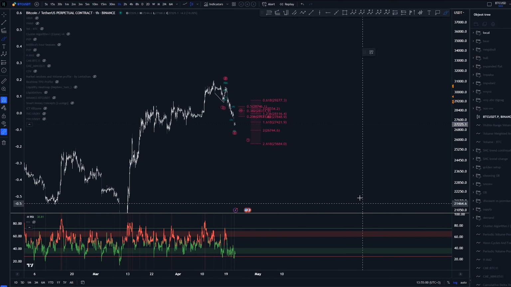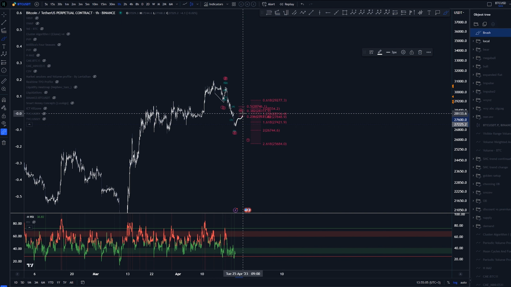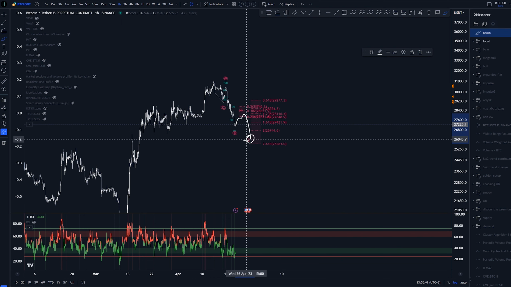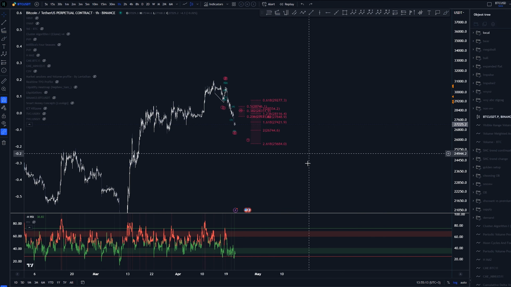But again, we don't need to be worrying about the higher time frame for now. Again, just look for this pullback, see if there is an opportunity there to go short for this last leg. And yeah, that's how I'm going to be playing it.